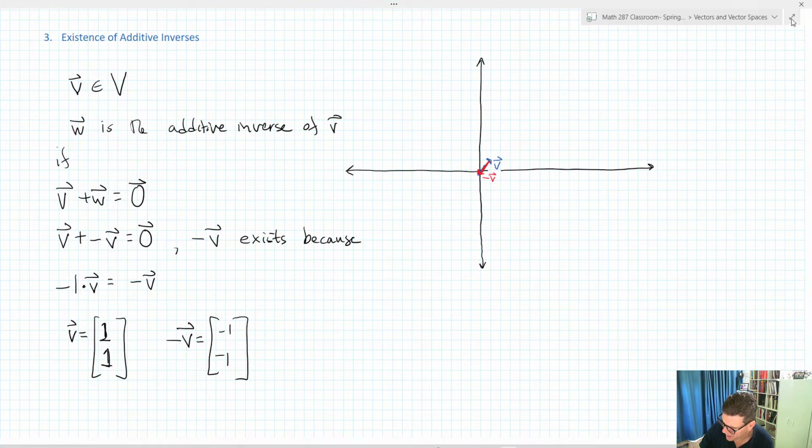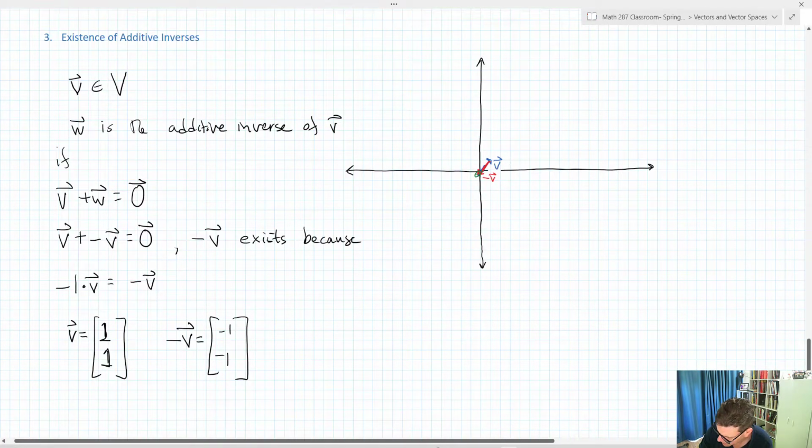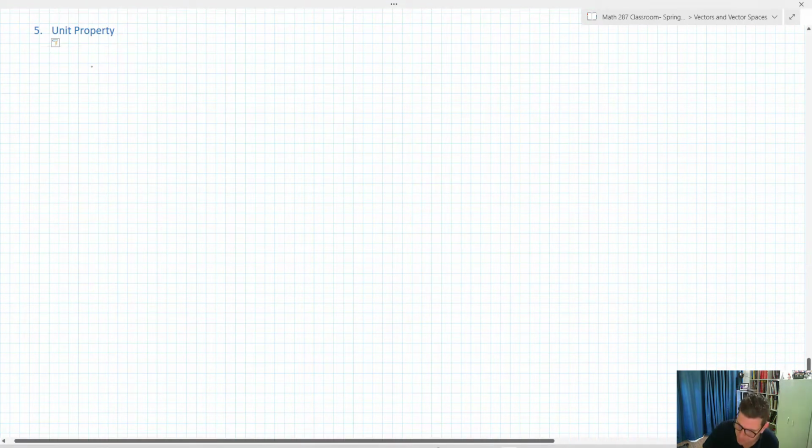And when we add the two of them together, what did we get? We got back to the zero vector. So there we are, big green, zero vector. We took v out, negative v back, and we ended up getting back to the zero vector. And so that's basically what an additive inverse is. Additive inverses exist because we're closed under addition, closed under scalar multiplication, and we have a zero vector. Nice. Next up is the unit property.